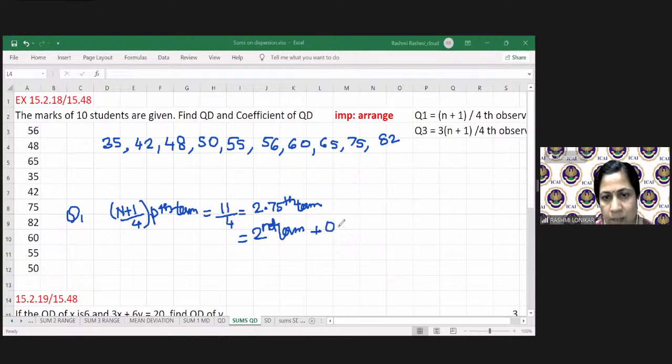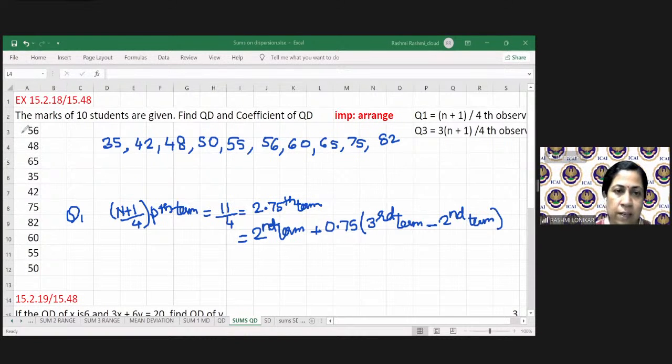Okay. So what this means is I have to take the second term plus 0.75 into third term minus second term. Okay. ये हम थर्ड माइनस सेकंड क्यों ले रहे हैं? क्योंकि हमें मालूम है कि मेरा जो Q1 है वो यहाँ इन दोनों के बीच में मेरा Q1 होगा, सेकंड और थर्ड के बीच में. तो अभी मेरा सेकंड टर्म कितना आया है? So second term is how much?